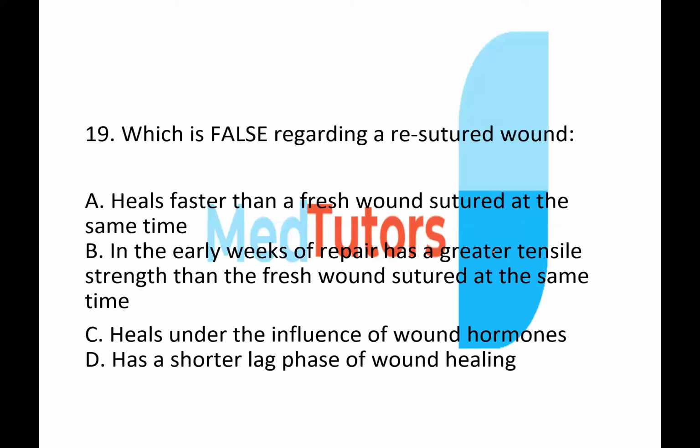See, there is what is called the lag phase of wound healing. Lag phase, L-A-G. The lag phase of wound healing comprises the inflammatory phase and the demolition phase. At that phase, the wound has zero tensile strength. Now, when you make a fresh incision, it will still pass through the lag phase, while the old one has already elapsed the lag phase, so it will heal faster.